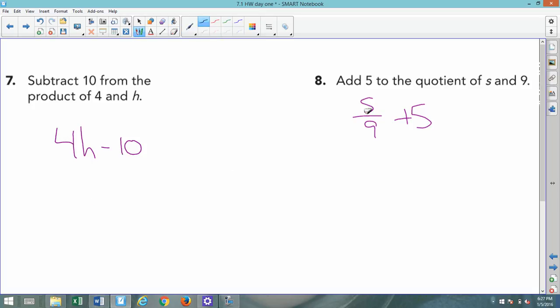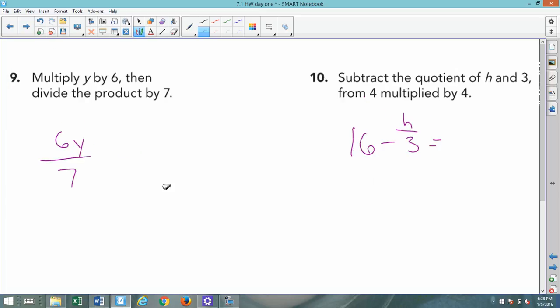All right, next, add 5 to the quotient of s and 9. I'm not a big fan of using s's, so I'll just rewrite this. It's s over 9 plus 5. I don't want you to get confused with the 5's and the s's.